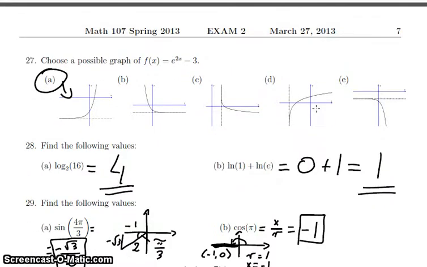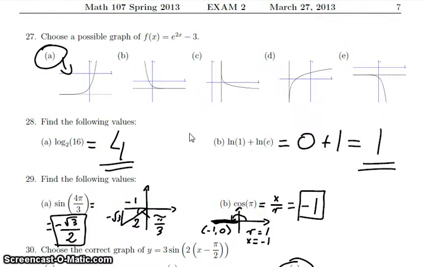Problem 27. Choose a possible graph of f of x is equal to e to the 2x minus 3. So this is an exponential function shifted 3 units down. The basic graph of an exponential function looks more or less like this, but the horizontal asymptote is at y is equal to 0. But since it's shifted 3 units down, it's going to look like this.